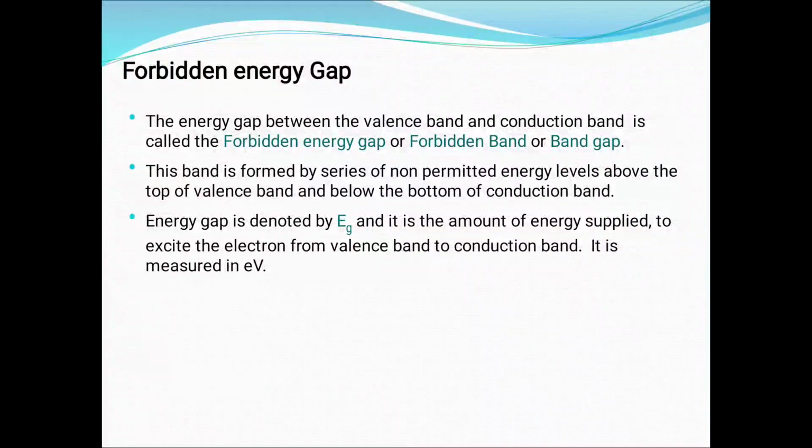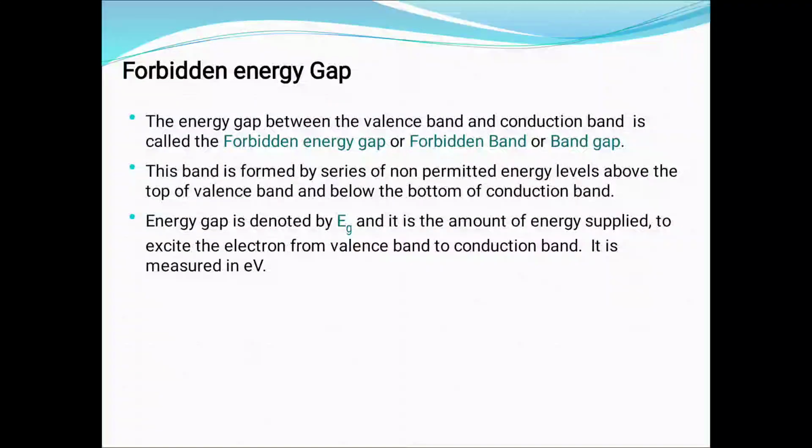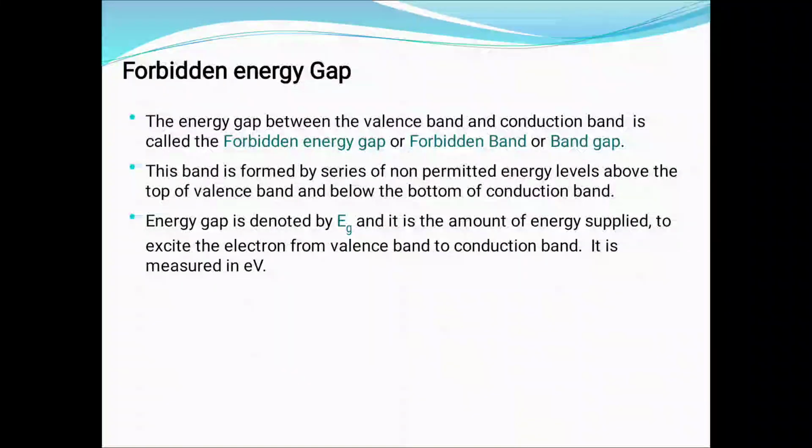Forbidden energy gap. The energy gap between the valence band and the conduction band is called the forbidden energy gap, or forbidden band, or the band gap. This band is formed by a series of non-permitted energy levels above the top of the valence band and below the bottom of the conduction band. The energy gap is denoted by Eg, and it is the amount of energy supplied to excite an electron from the valence band to the conduction band. It is measured in electron volts.